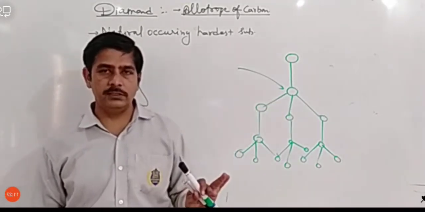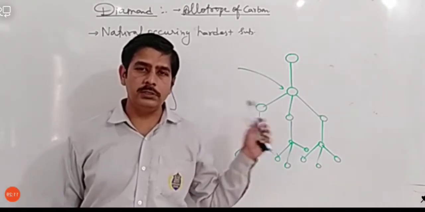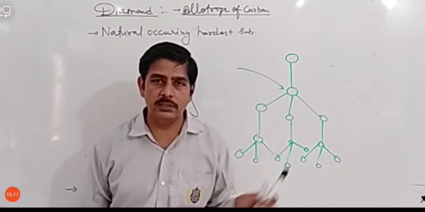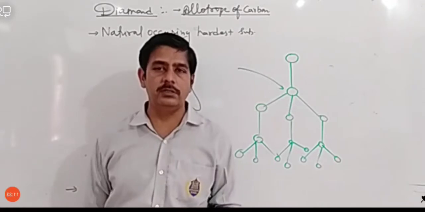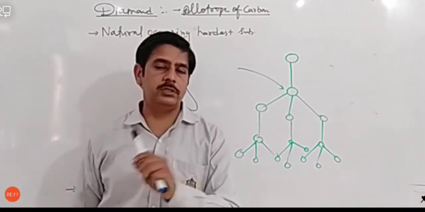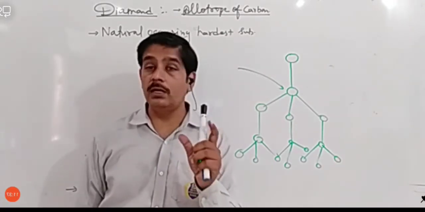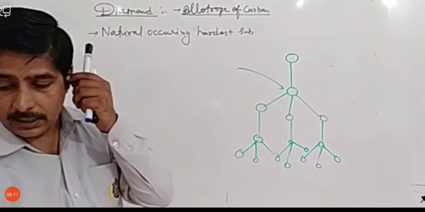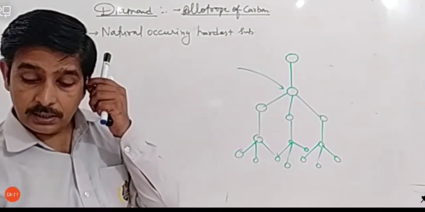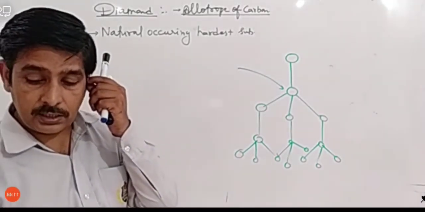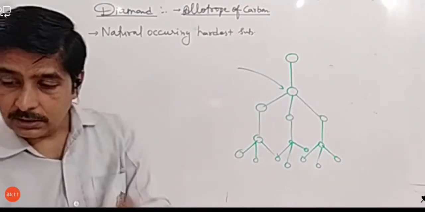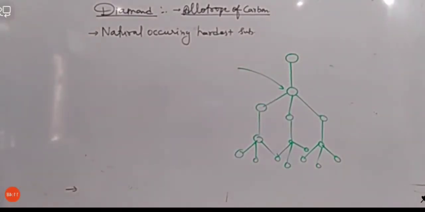So no free valencies. And the second thing is, you can see this diagram. In this diagram, you can see this is forming a rigid network structure. Rigid means very strong, hard structure की formation कर रहा है. एक network structure की formation कर रहा है. That's why it is very hard. इस वजह से इसका nature जो है, that is very hard. ये बहुत ज़्यादा आपको hard देखने को मिलेगा.